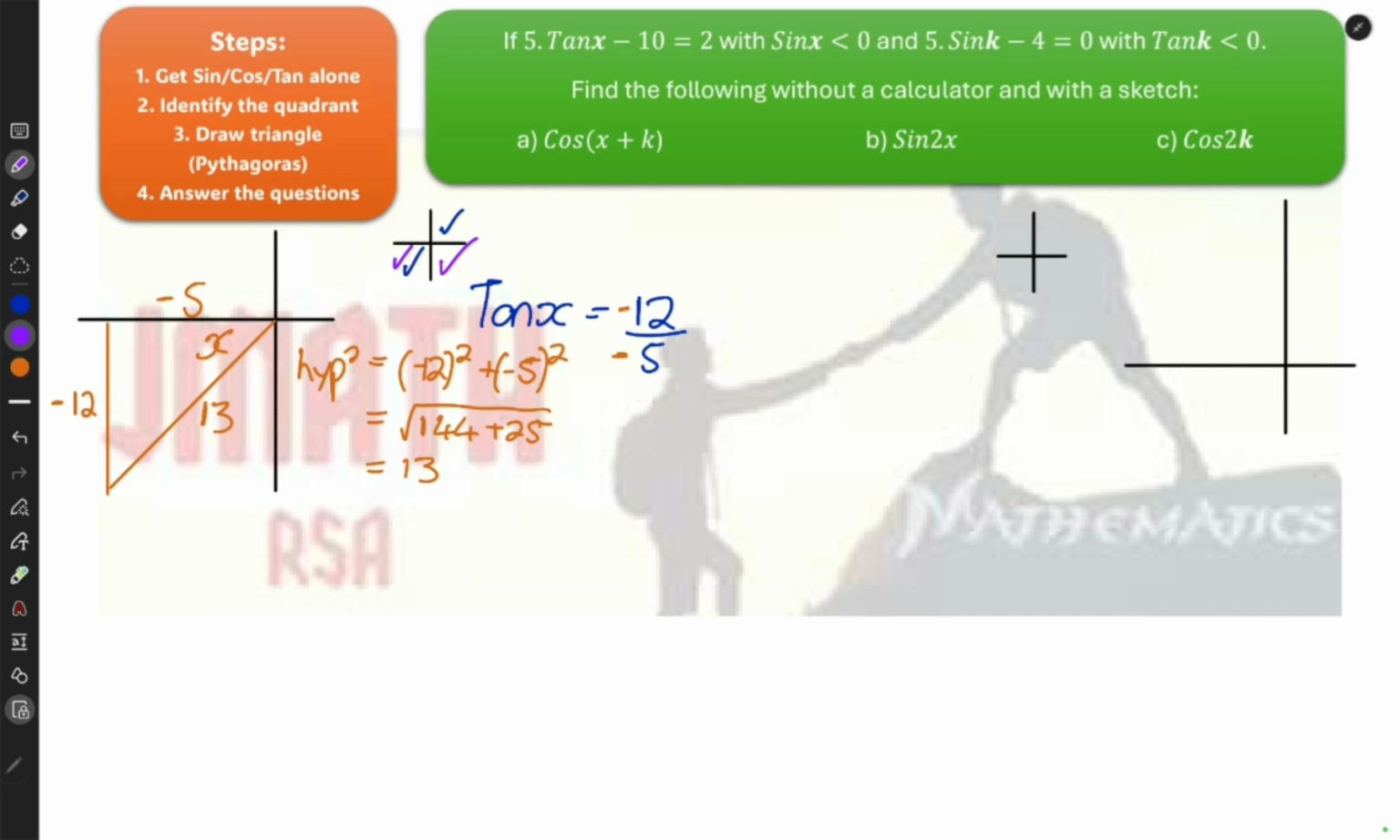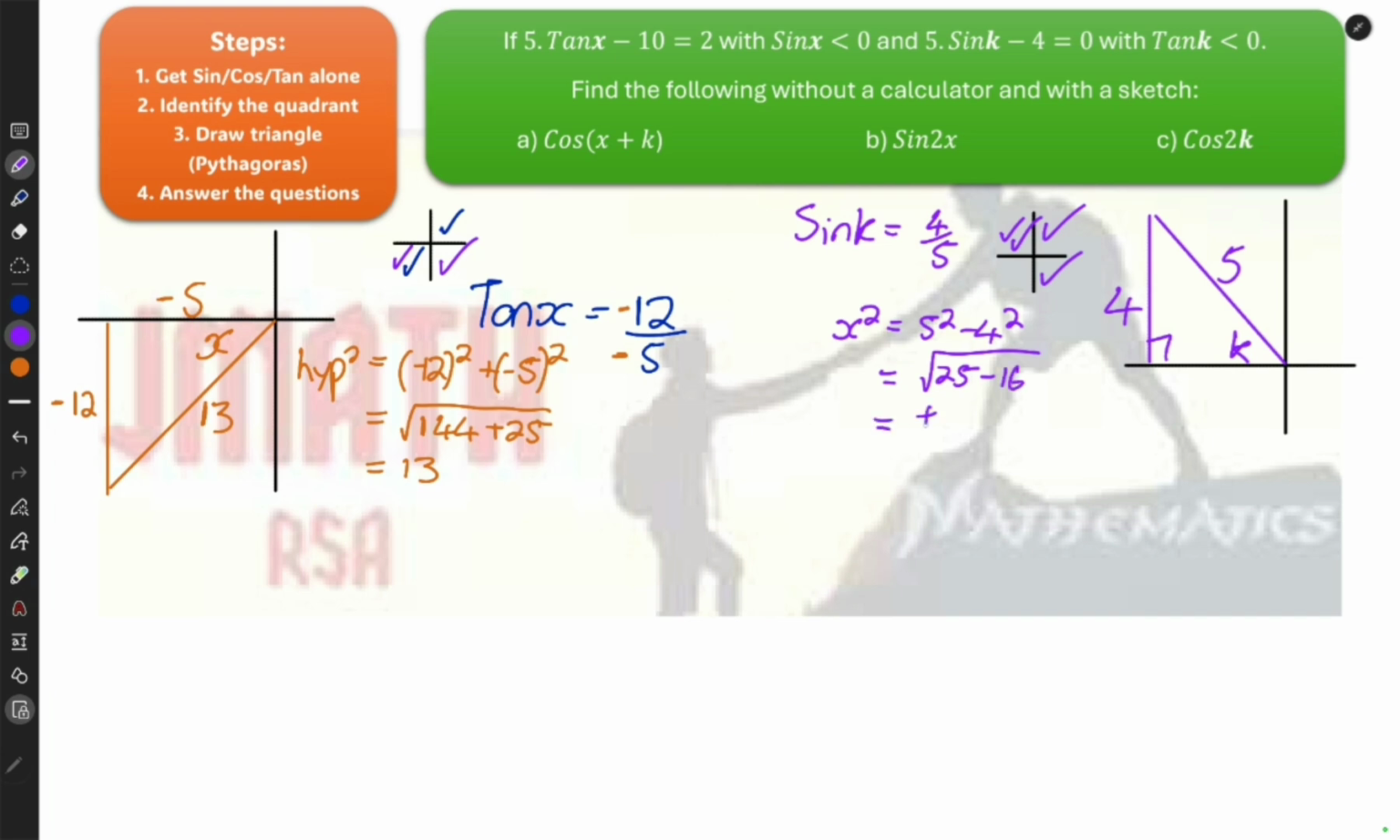In this case, I need to get sine alone. So sine of k is equal to 4 over 5. I know sine is positive in 1 and 2, but they tell me tan is negative, and tan is negative in 2 and 4. So I'm going to draw my triangle in the second quadrant, away from the cross and down to the x-axis. This is k, and sine is opposite over hypotenuse. I need to do Pythagoras, so x squared is equal to 5 squared minus 4 squared. That is the square root of 25 minus 16, and that gives me plus or minus 3. In this case, I'm going left, so it must be a minus 3. Perfect, so now I drew the triangles. I can now go and answer the question.